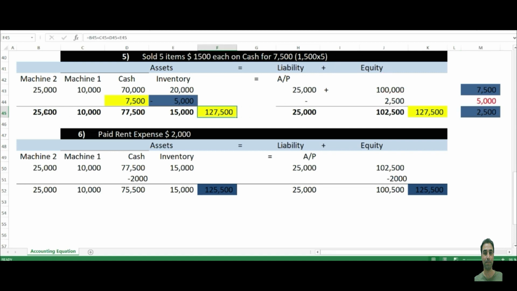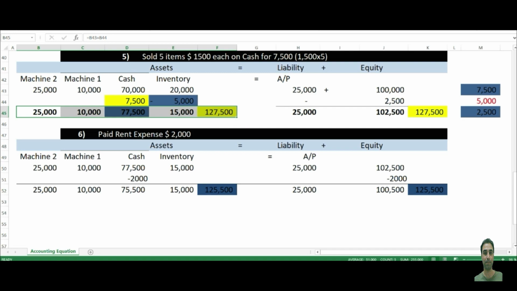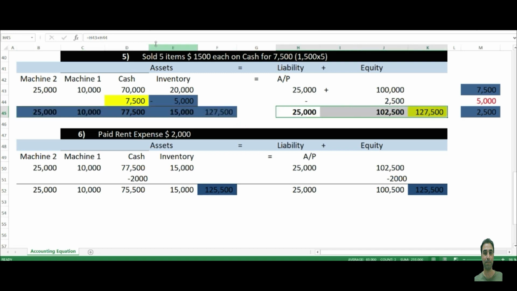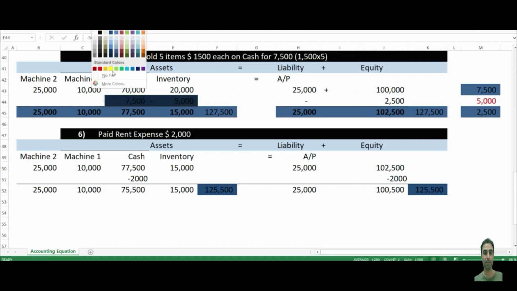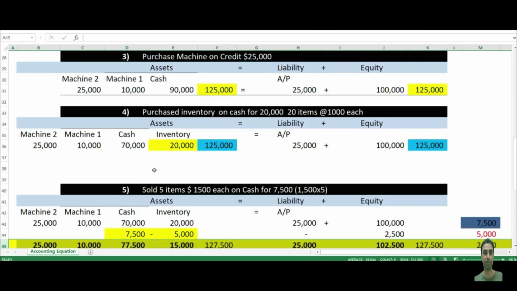So again if you will total it, this plus this plus this, now your cash has been increased to 77,500 and your inventory has been decreased because you have already sold, so 15,000. If you will total it, 127,500, this will become tally with 127,500. Why? Because your equity has increased with 2,500 because of the profit that you have earned from this transaction. Okay, so your accounting equation is again tallied.